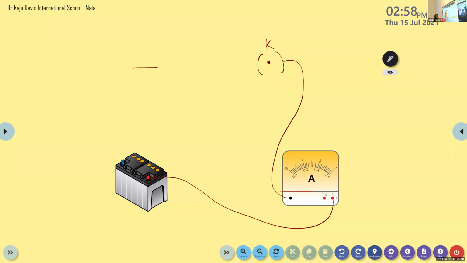And here we leave some space between them. Okay, here we leave a space between them. And the other terminal is connected to the negative terminal of the cell. So this is the experimental setup that we consider here in order to explain the factors affecting the value of resistance. This is our electric cell. Here the ammeter measures the value of current, and here we have a key or switch in order to open and close the circuit. And here we leave some space in this electric circuit.